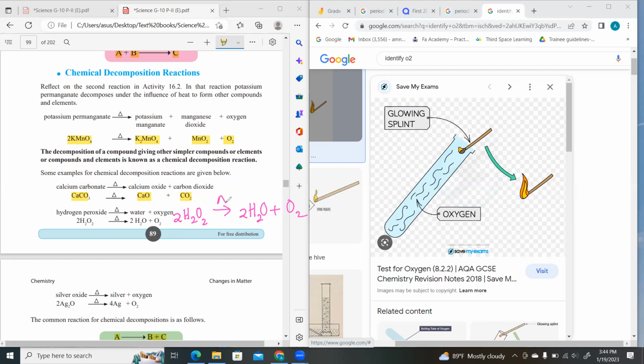Why do they give a triangle? If you see a triangle on top of an equation, that means that reaction is being done by heating. Heat is being supplied in that reaction, right?